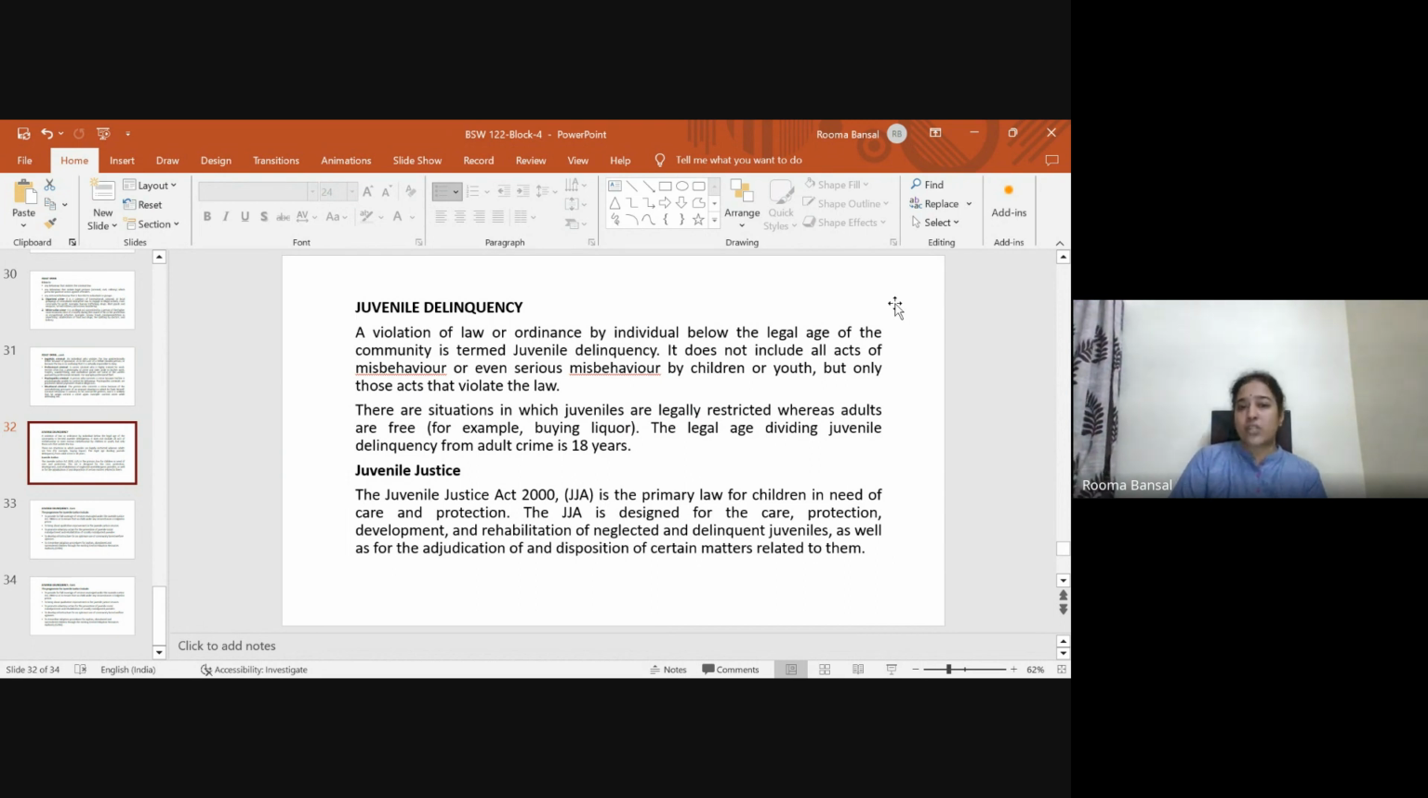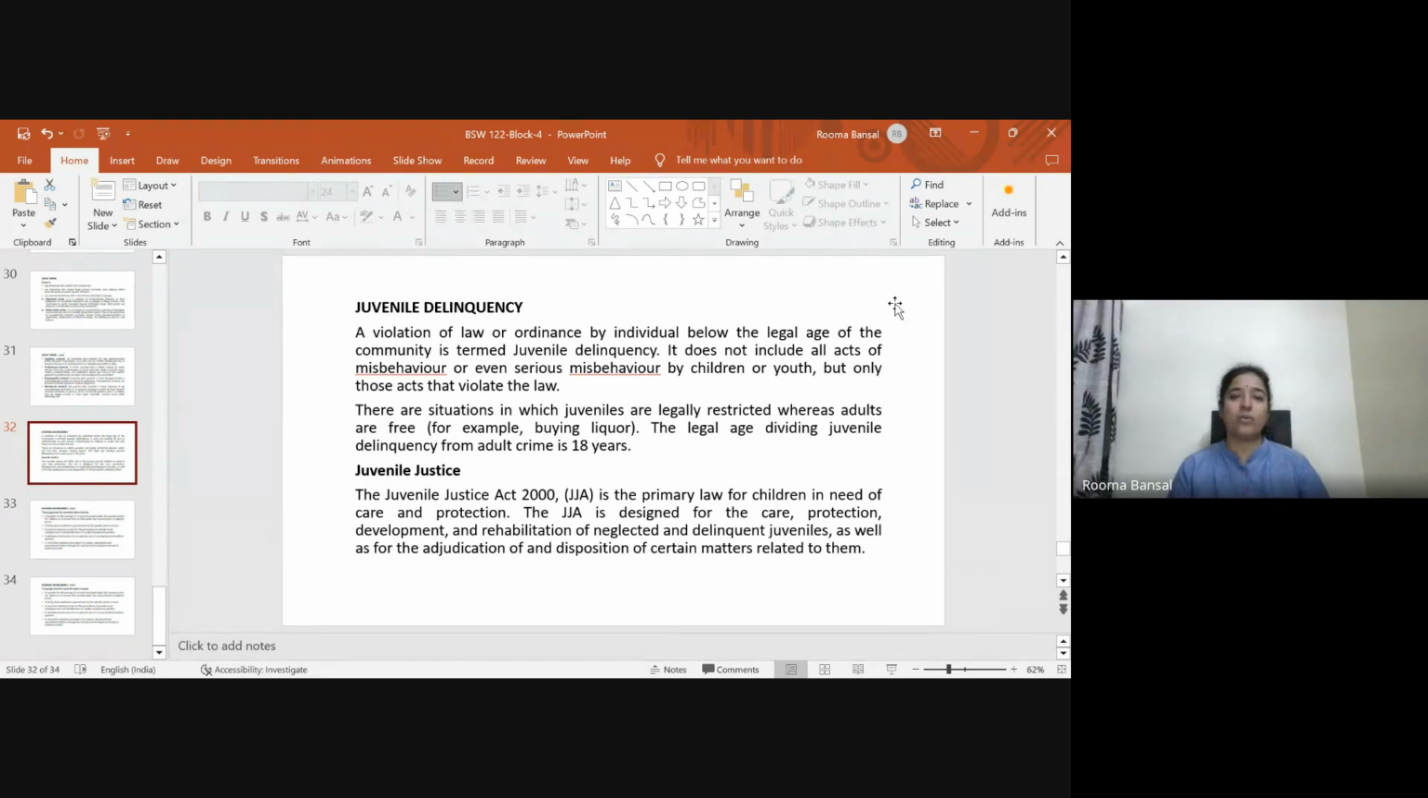There are situations in which juveniles are legally restricted, whereas adults are free. For example, buying liquor. Liquor means alcohol. Buying alcohol is not allowed for children in our country. The legal age dividing juvenile delinquency from adult crime is 18 years. Now understand, Sufia? Clear?